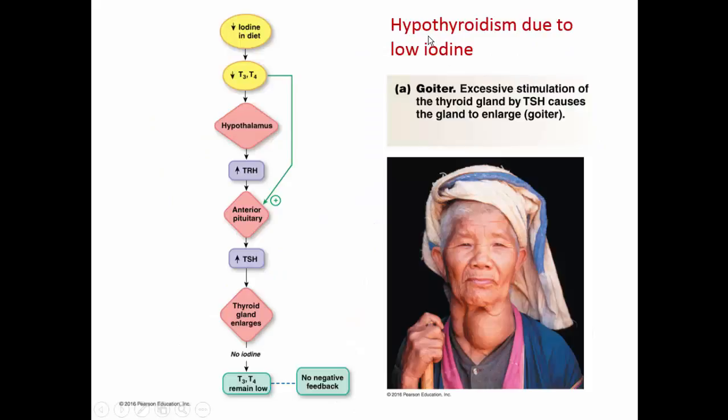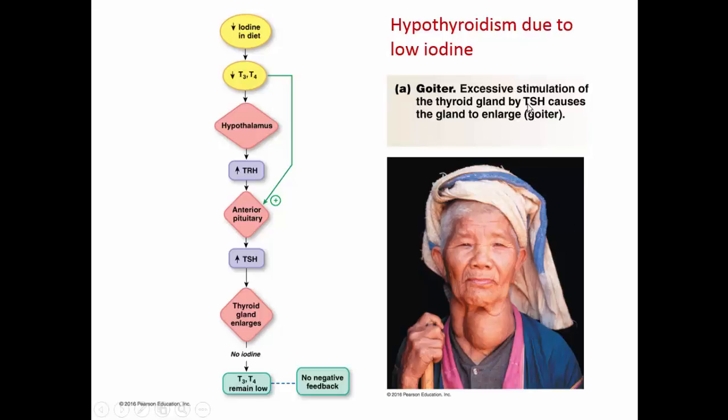Let's take a look now at hypothyroidism due to low iodine. Remember that iodine is a raw material for the production of thyroid hormones. What we can see with hypothyroidism is goiter, and that's shown in this photograph here. This swollen region of the neck here is called a goiter, and it's actually due to an enlarged thyroid gland.